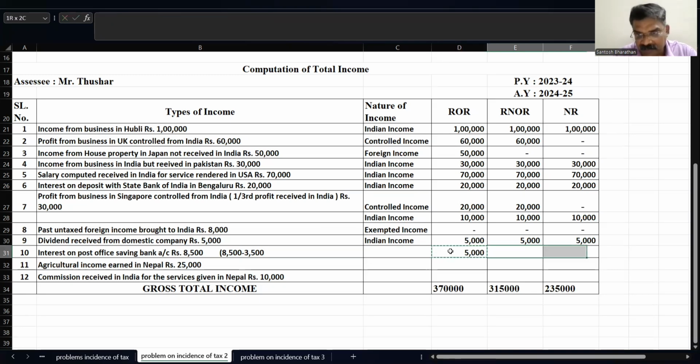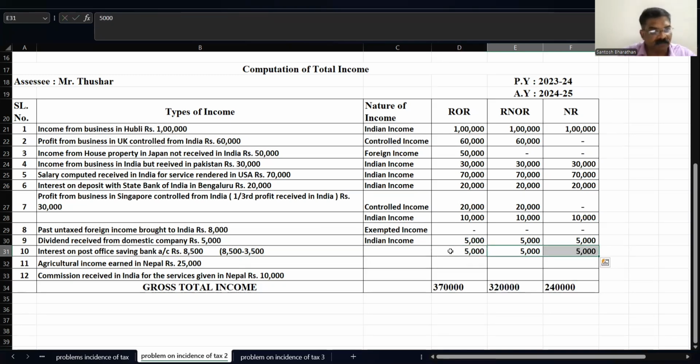Any interest received from the post office savings bank account, we treat that as an Indian income. In India, if we receive it, there is an exemption of 3,500. So total interest, how much have they received? 8,500. 8,500 minus 3,500, the balance 5,000 is taxable in all three cases.